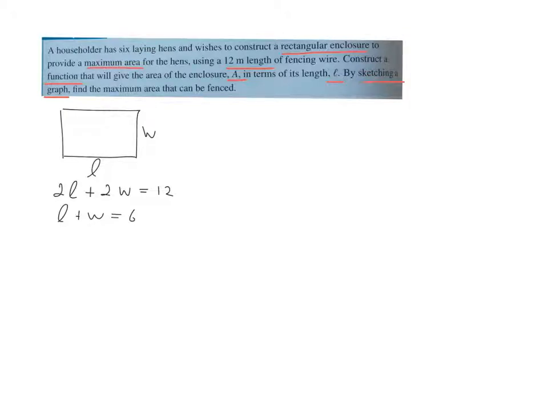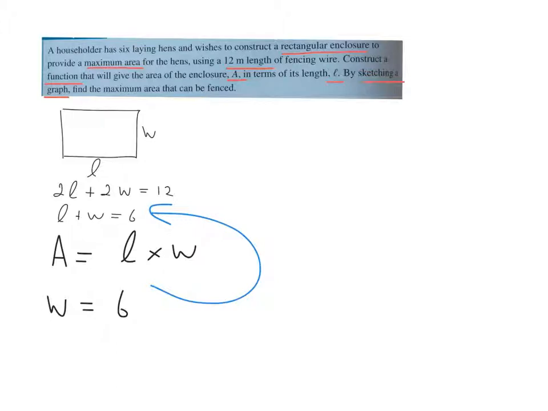Now, what I'd want to do is to then construct an area formula. Now we know that area is length times width. Okay, now up here in the question it says to construct a function that will give the area in terms of length. Now what this means is that the only variable that we can use has to be length. So what I'm going to do is take this function here and rearrange it to become W equals. So it's going to look like W equals 6 minus L.